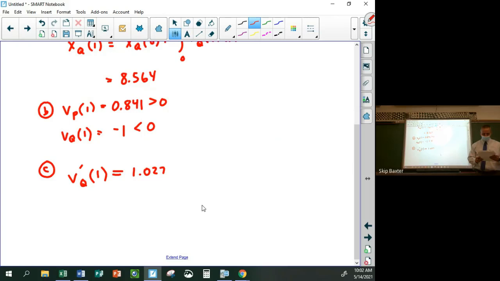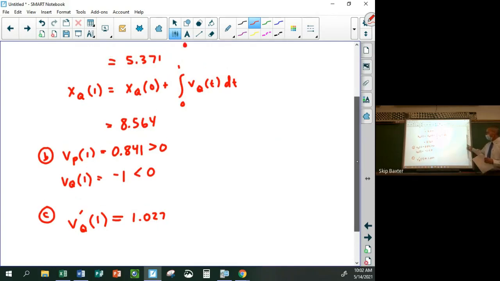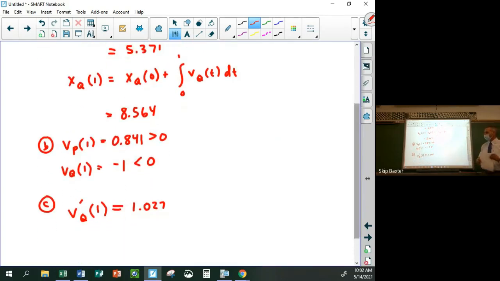It says, is the speed of particle Q increasing or decreasing at t equals 1? What's the answer? Is the speed increasing or decreasing at 1? How do you know?